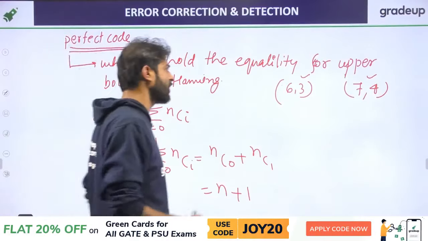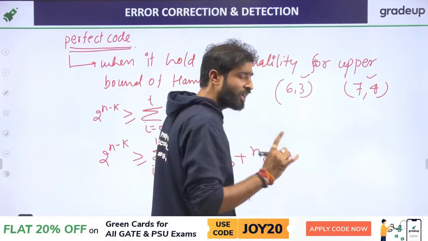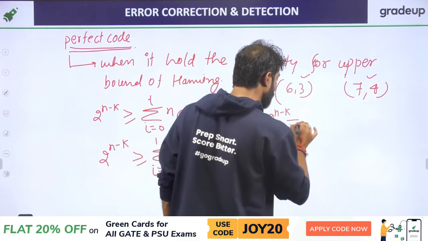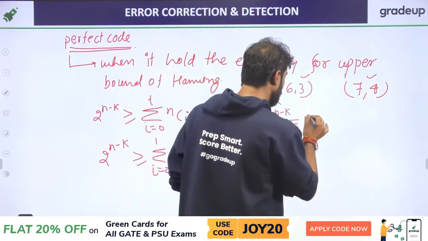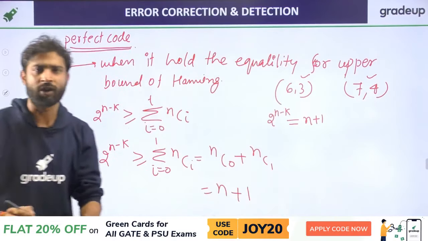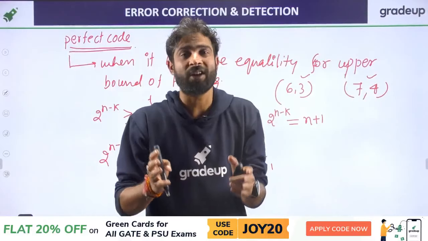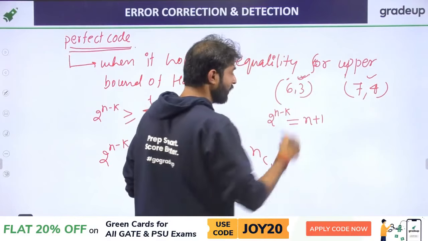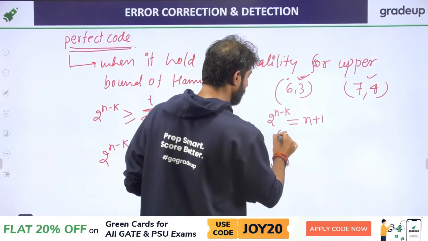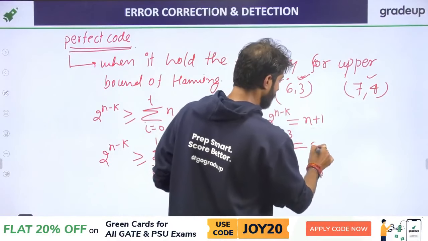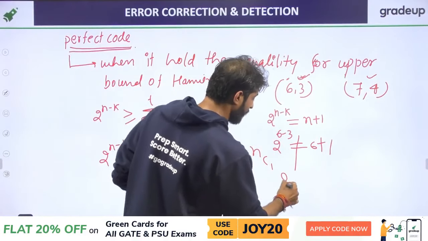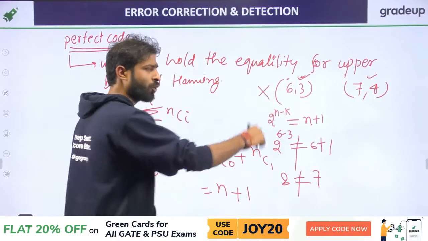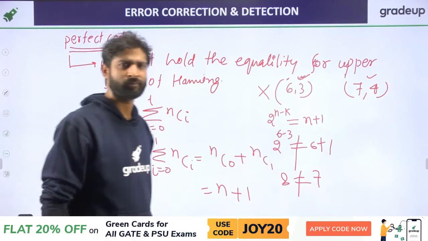For single error correction, what is the formula? The formula is that 2 raised to power n minus k should hold the equality with n plus 1. N is the total data length, or we can say the code length. So for (6,3), n is 6 and k is 3. So 2 raised to power 6 minus 3 is 8, and n plus 1 is 7. There is no equality. So (6,3) is not a perfect code.